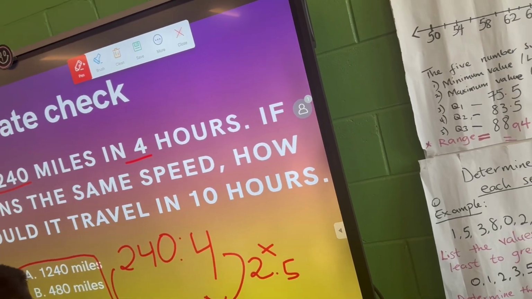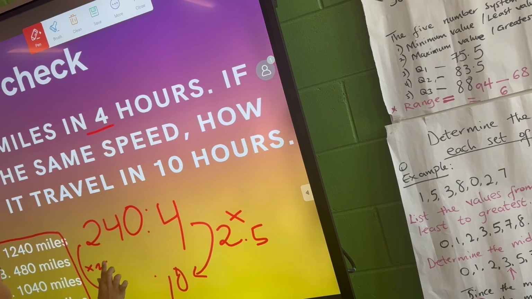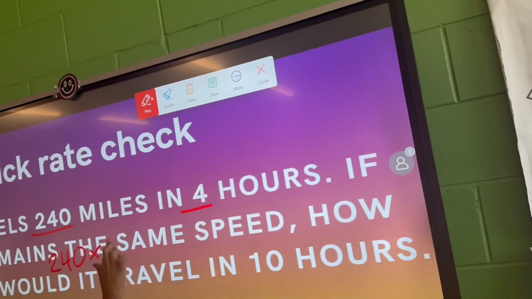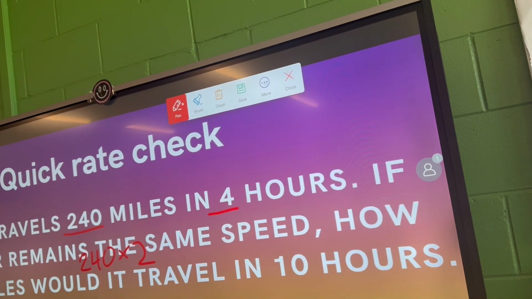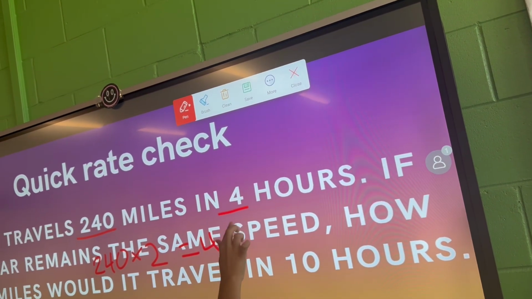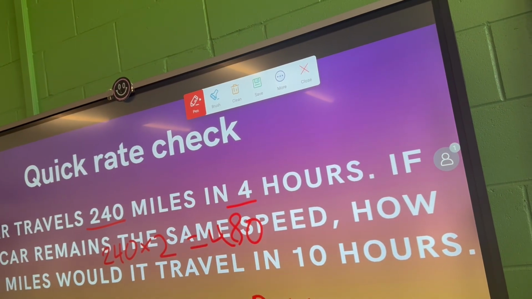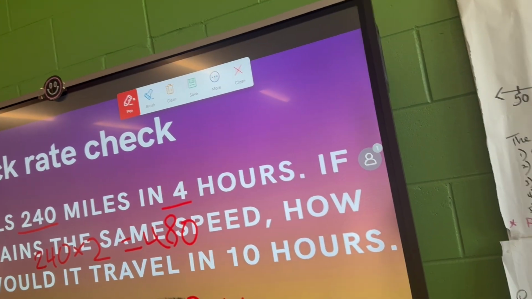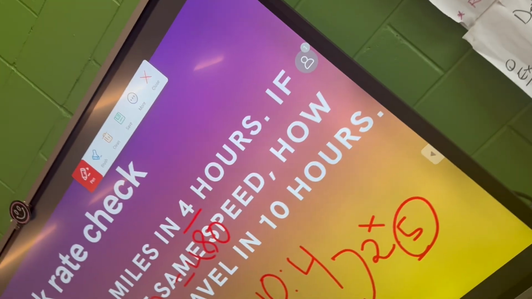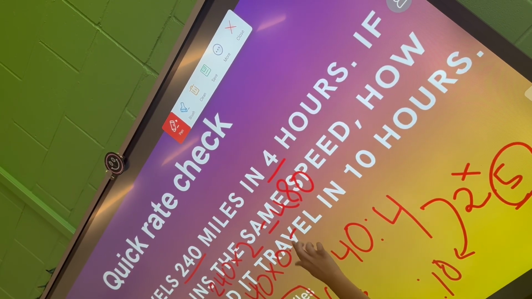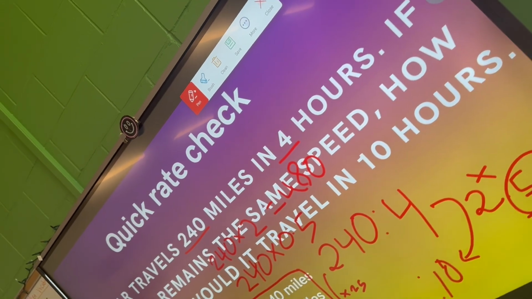So what's this times 2.5? Well, 240 times 2. Let's just say 24 times 2. That's 48. But wait, you're forgetting the 0. You must not leave the 0 behind. And guess what? You still have a 4.5 left. 240 times 0.5. But wait, this does not make any sense.